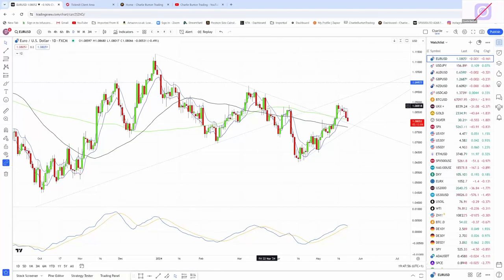I will use it on the likes of the S&P. You can use it on gold, you can use it on whatever you like. I'm just trying to use examples tonight of trades that I have taken, and it's just easy using in the main a singular market. So I've just used the euro for example here tonight, but yeah, you can use it on anything.